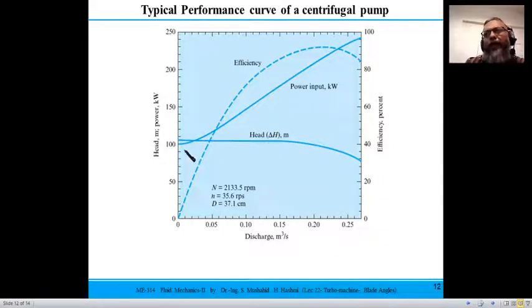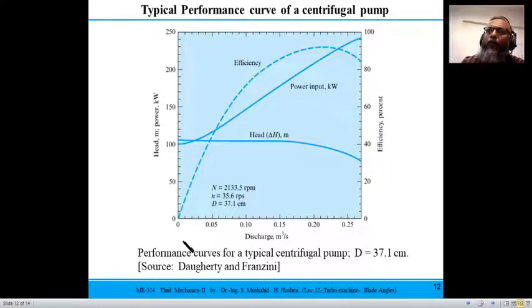So for the expression for the head, we have already worked out a simple case in which the pre-whirl component was 0. So here the geometry of the impeller is fixed. The diameter of the impeller is given here as 37.1 centimeters, and it is running at a speed of 2133.5 revolutions per minute. So divide by 60 to get the revolutions per second. So at that given speed and given diameter, this would be the typical performance of a centrifugal pump.